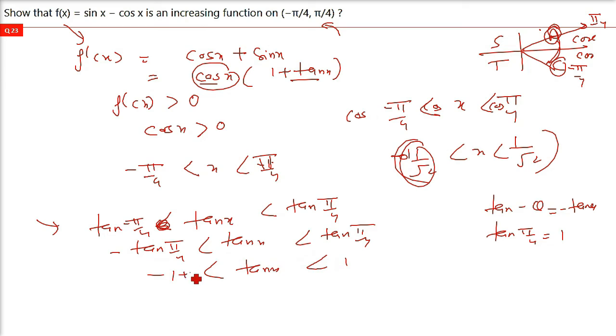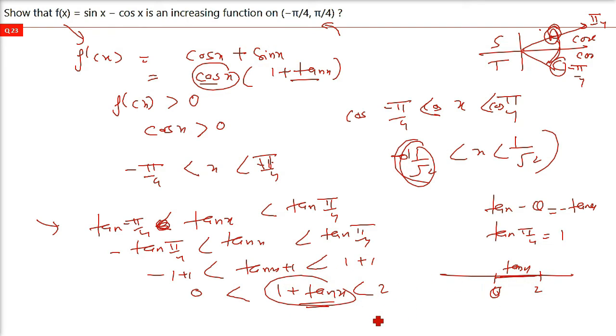Alright. So just add 1 to all of these. When you add all of these, you'll get 0 here. This 1 plus tan x and less than 2. So what do you see? 1 plus tan x is actually between 0 and 2. And between 0 and 2, that means it is positive. 1 plus tan x starts from 0 and ends with 2 in the interval minus pi by 4 and pi by 4. So this is positive.